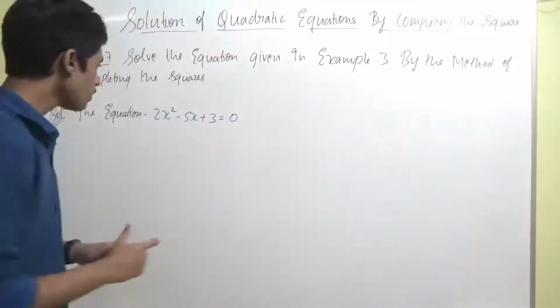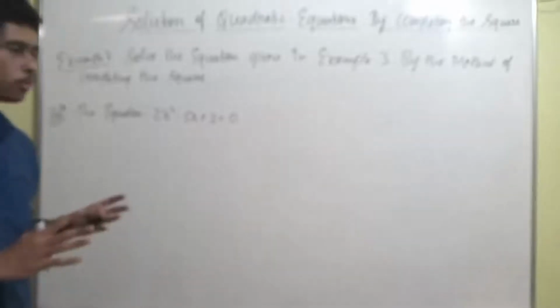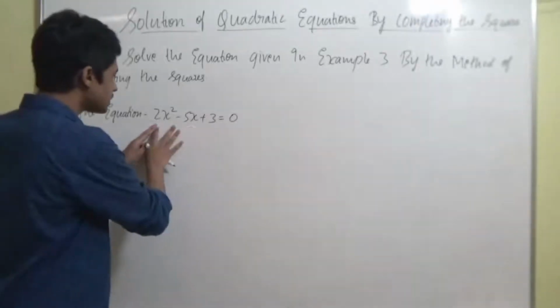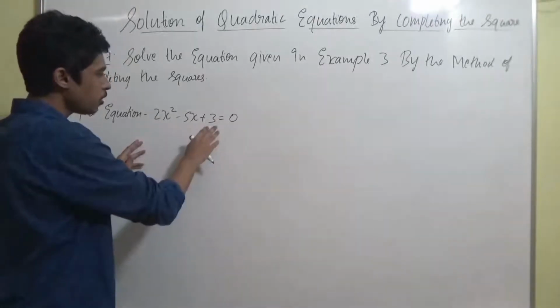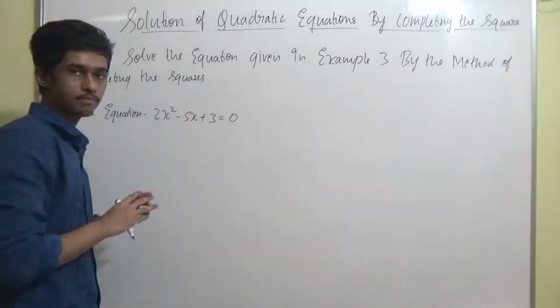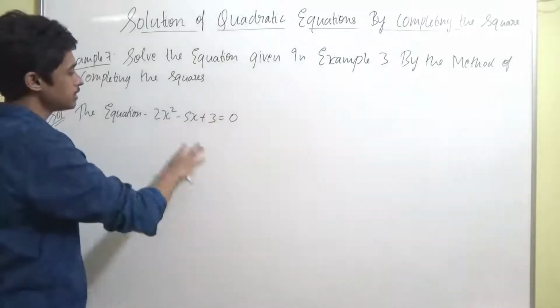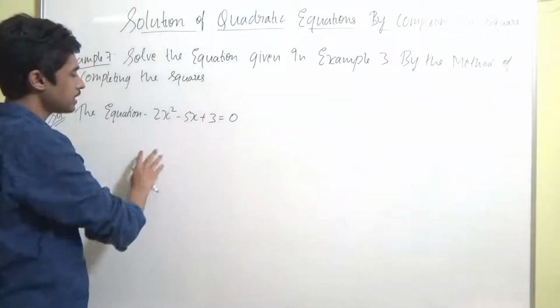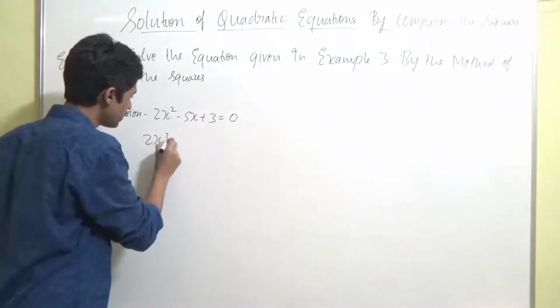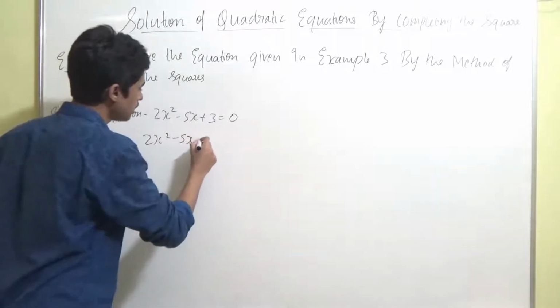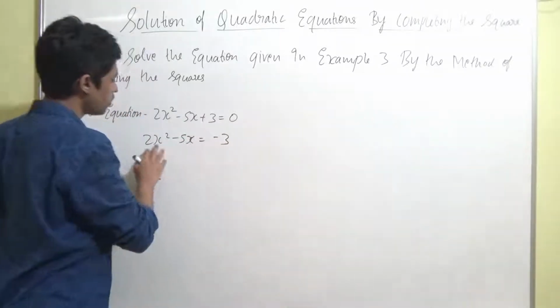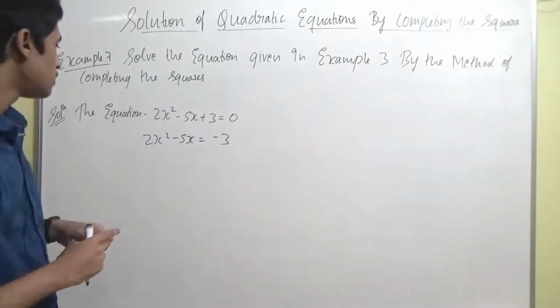So the method is, guys, first thing you have to do is keep all the x terms on one side and keep all the number terms on the other side. Getting it? All the constant or numerical terms towards RHS and keep the terms with x in LHS. That is 2x square minus 5x equal to minus 3. Getting it, guys? All the x terms are kept in LHS.